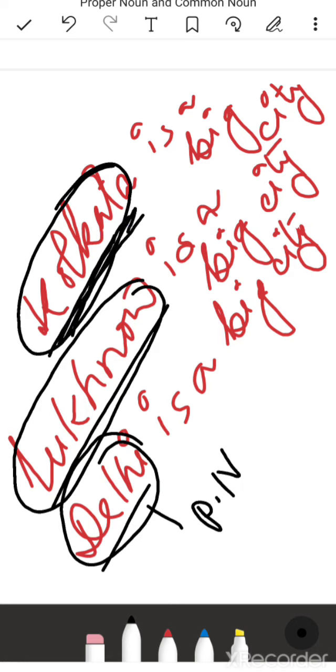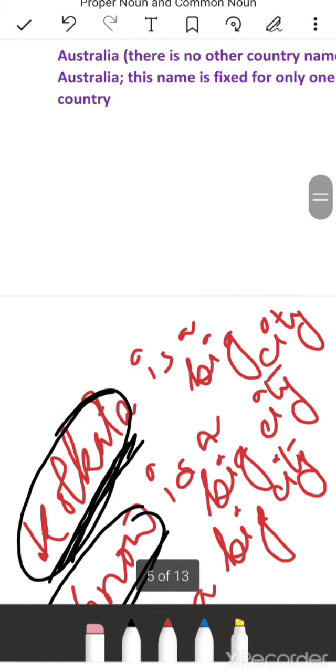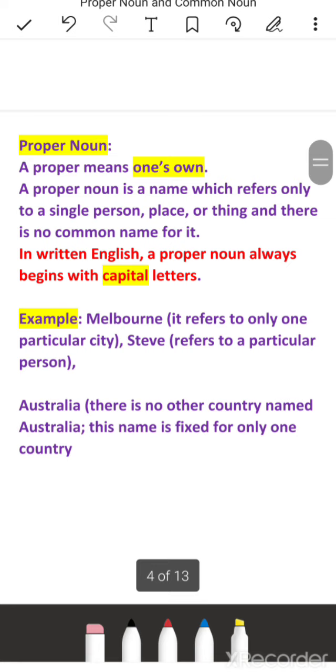What is the name of your city? Can you call that city Kolkata or Lucknow or Delhi if it is not Kolkata, Lucknow or Delhi? Got my point? Okay. So what have we understood? We have understood that proper means somebody's own name. A proper noun is a name which refers only to a single person, place or thing, and there is no common name for it.